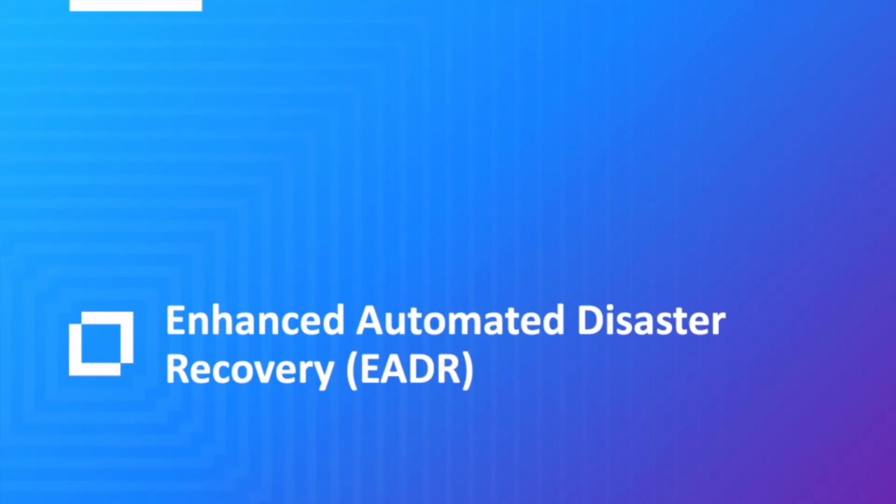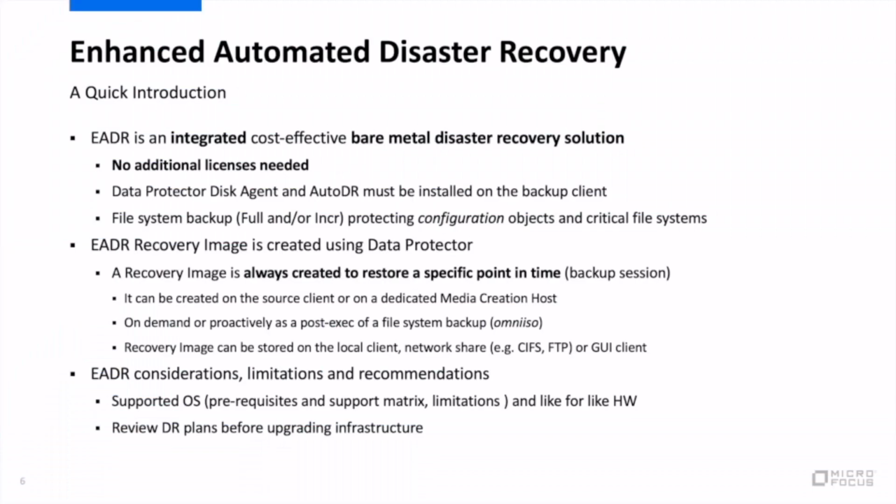One Data Protector feature which helps with your disaster recovery plans is Enhanced Automated Disaster Recovery, or EADR. It is already included in Data Protector and can be easily deployed and configured with your very first backup. If your servers are running supported operating system versions such as Windows 2016 or Windows 2019, Red Hat 7 or 8, SUSE 12 or 15, this would be your go-to disaster recovery solution.